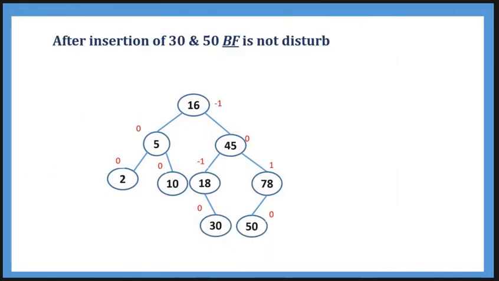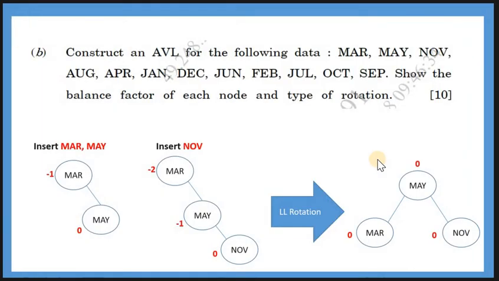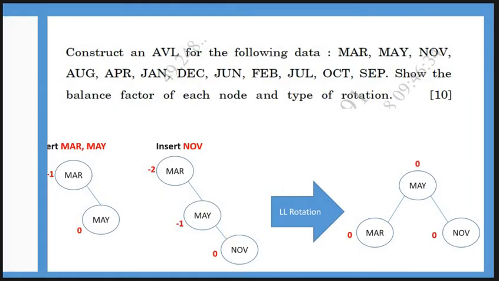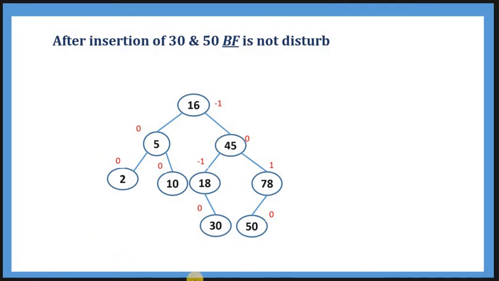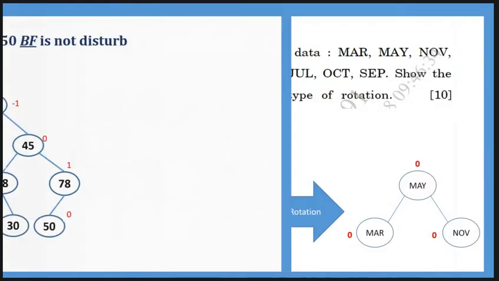So 30 is inserted on this side, left side of 18 because it is less than 45 and greater than 18. Balance factor is not disturbed. So no need of rotation. So after insertion of 30 and 50, no rotation is required. Clear? So this is the final binary search tree, which is a balanced binary search tree, and it is also the AVL tree. Clear? Okay, so now we go for the next example.